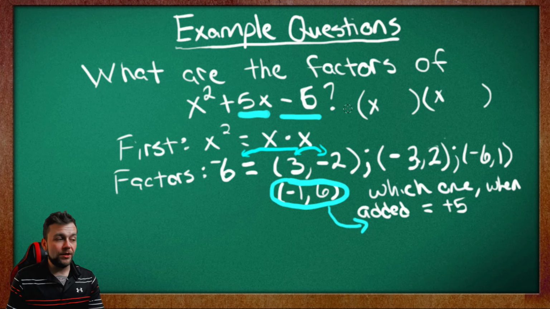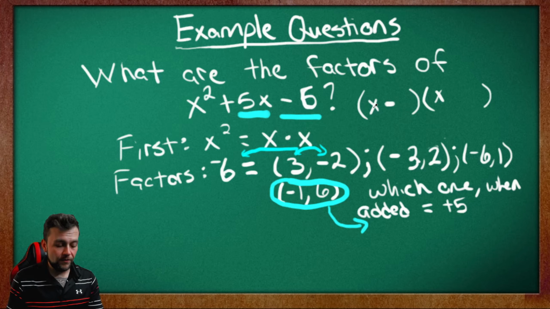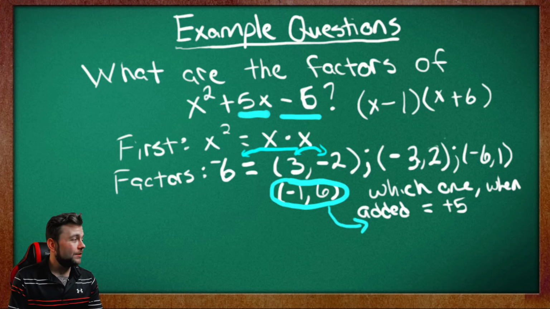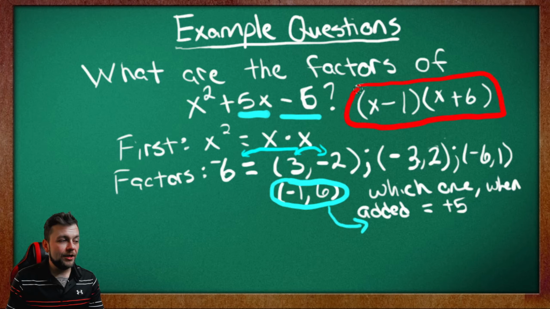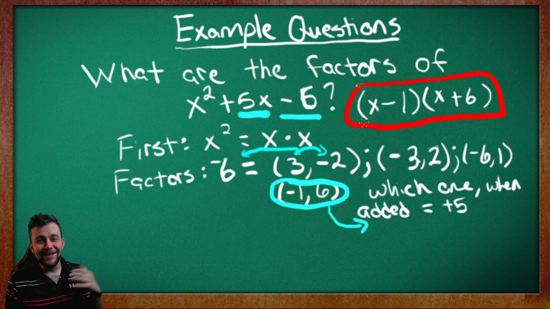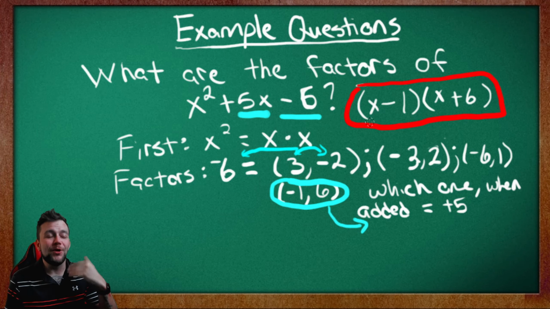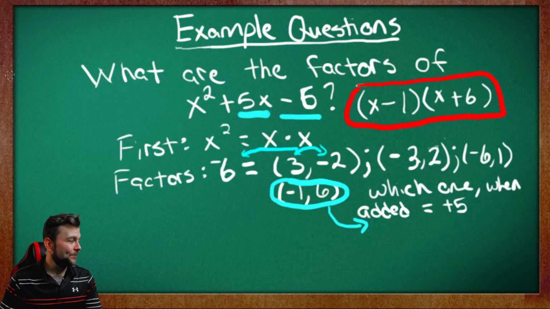And all you have to do at this point, it seems pretty simple, is write it in. So negative 1, and a positive 6. These are the factors of our equation. This is our answer. Circle your answer, and you're good to go. That's it. I know it seemed way more confusing, but we're going to go through more examples. You'll feel a little bit more comfortable with all of this, okay?